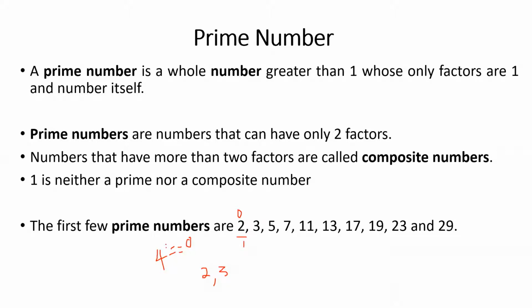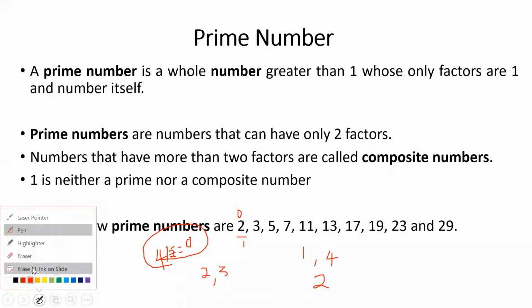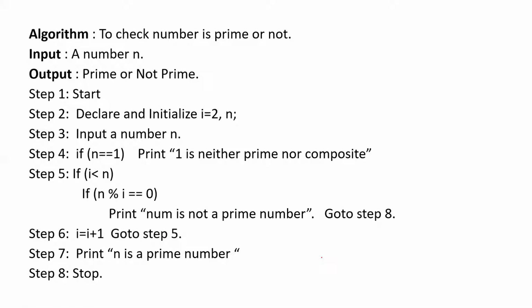If I find a mode with the 2, what will happen? I'll be getting the remainder as 0. That means 4 is having a factor other than 1 and 4. Which is that number? 2, right? So that means 4 is not a prime number. So this way we have to implement the program. So I have explained the algorithm now.